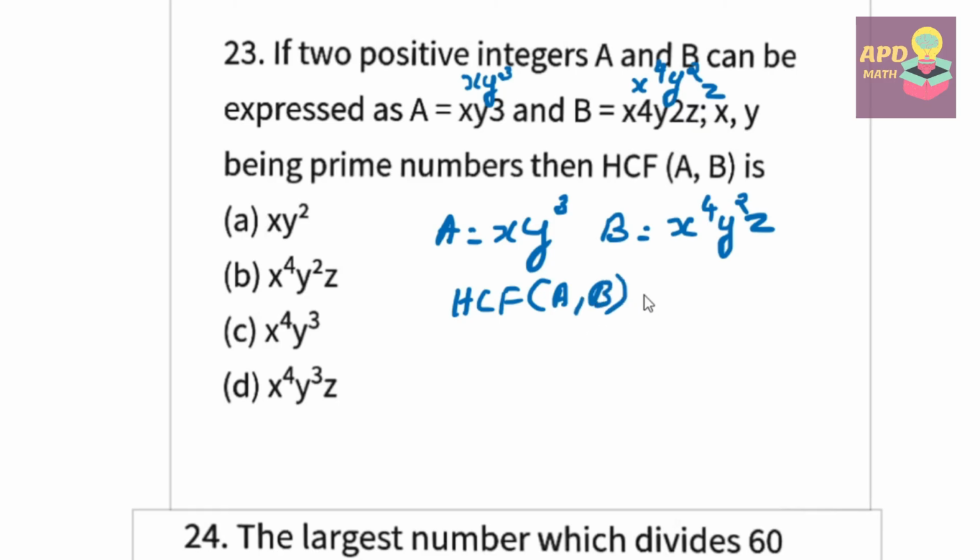So the highest common factor of A and B. Here x raised to the power 4 and x, so the highest common factor is x. Y cube and y square, so the highest common factor is y square. Z is not there in A, so no common factor from it; we cannot take it. So x y square is the highest common factor. So option A: x y square is the highest common factor of A and B.